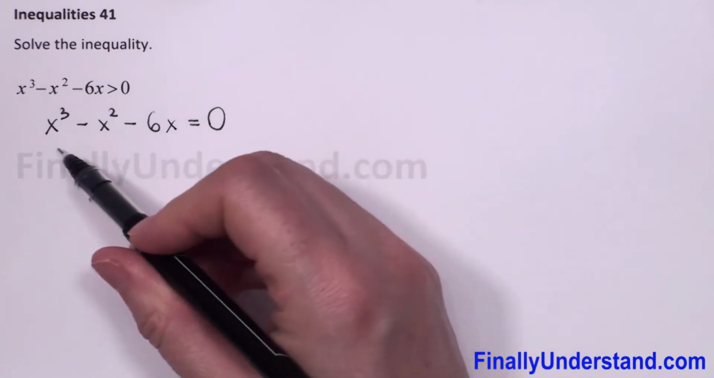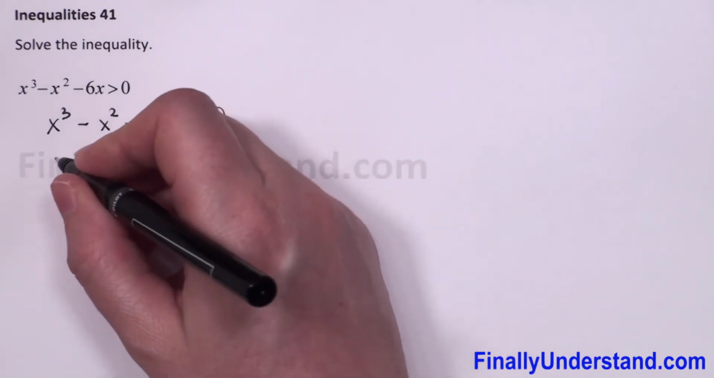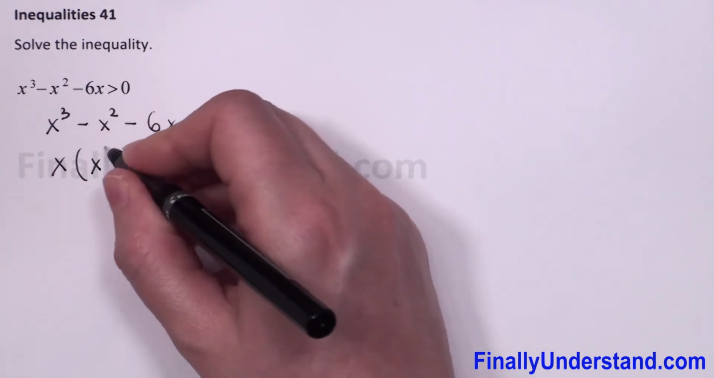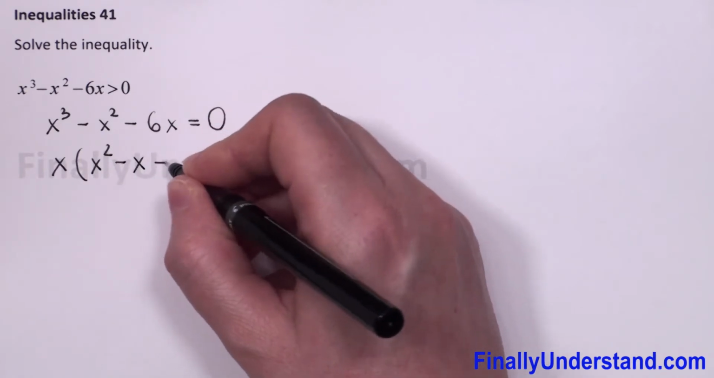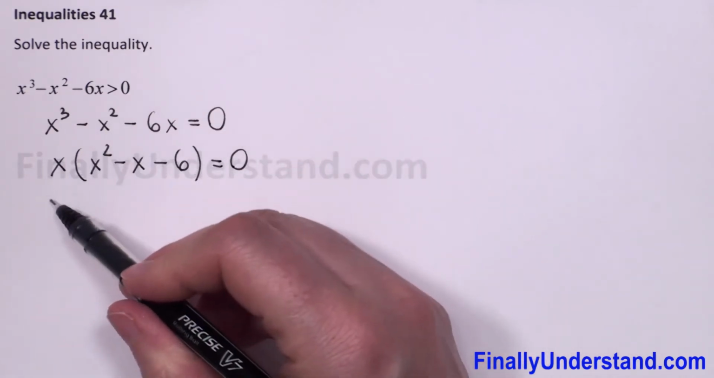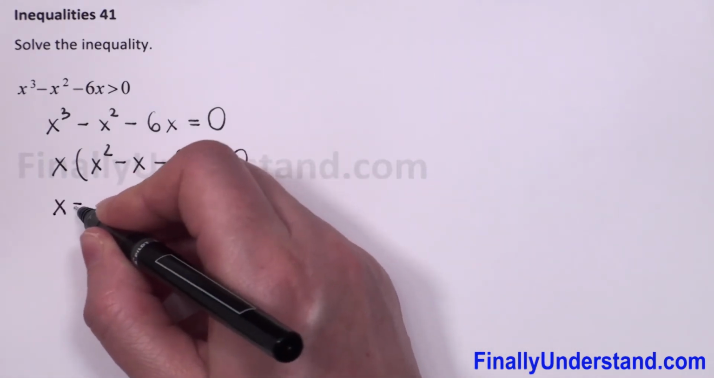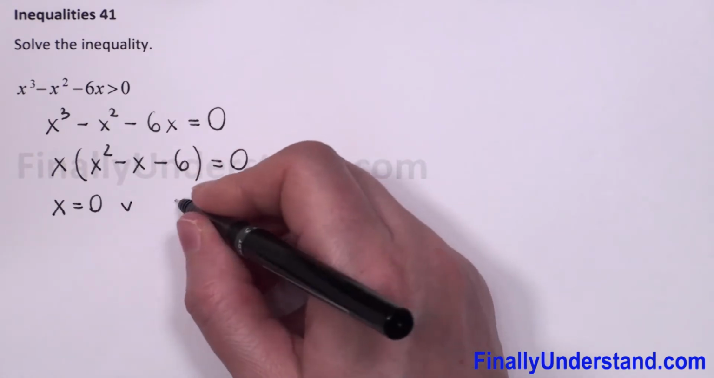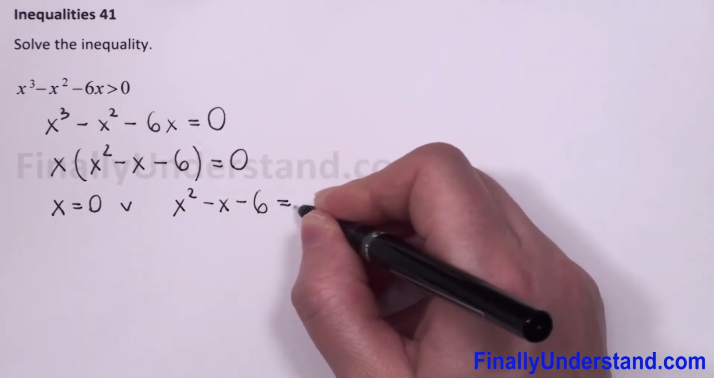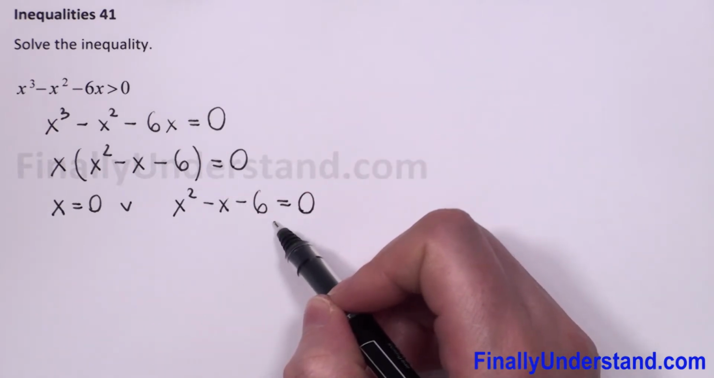So what can I do? I can factor x from these three terms. So I have x, and in parentheses I will have x squared minus x minus 6, equal to 0. Where will this left side be equal to 0? When x is 0 or x squared minus x minus 6 is 0. So we have a quadratic equation. We can factor.